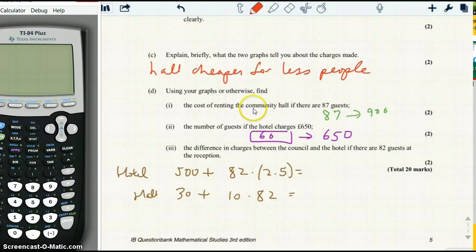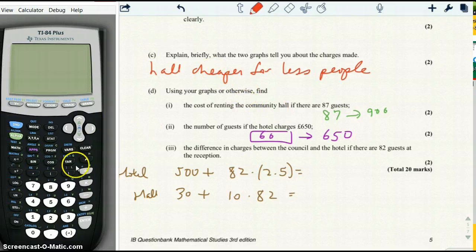880. You could use the formula for the community hall to calculate this exactly. That would be the best thing to do on the test to get an accurate answer. You would just multiply 87 times 10 and add 30 to see what you get.